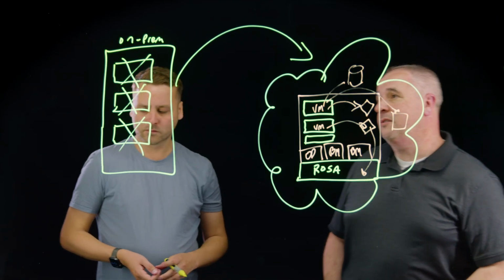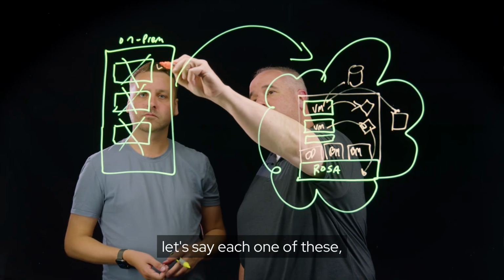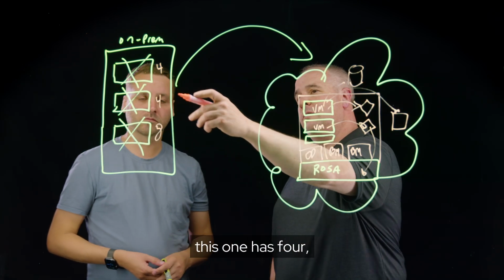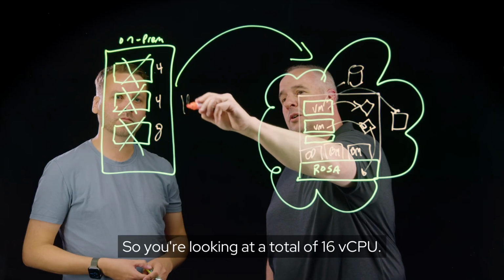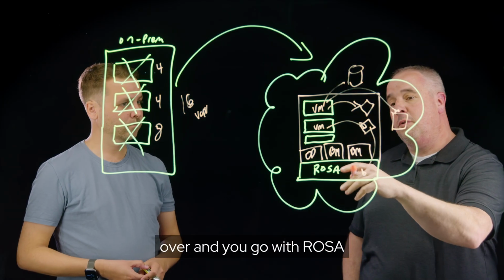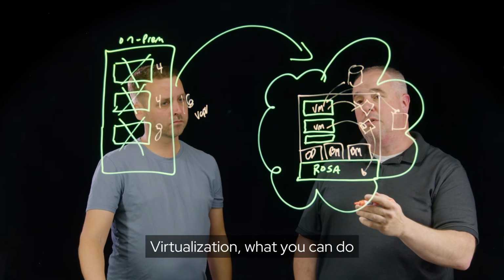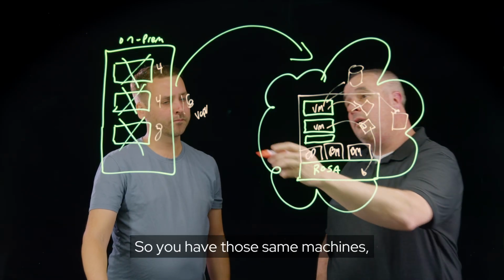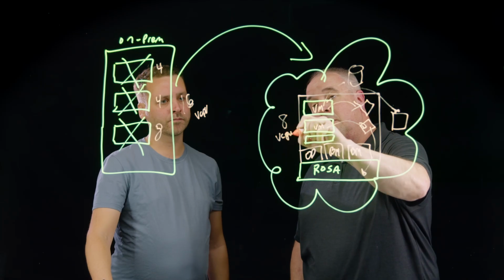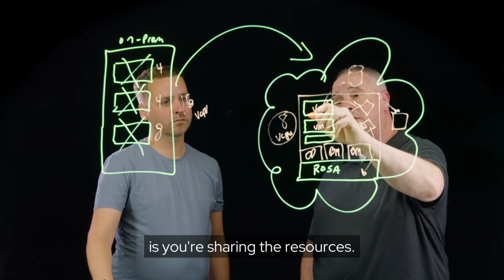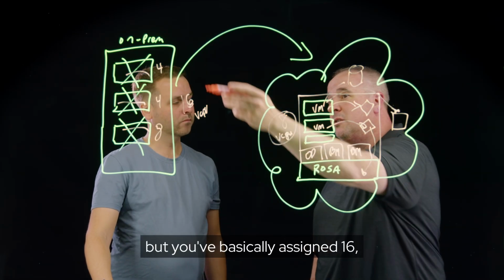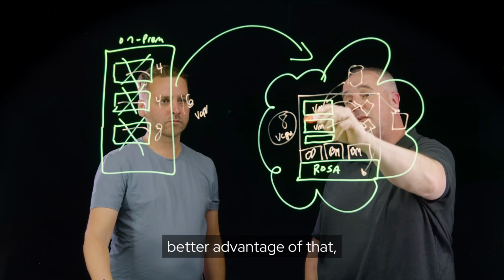Yeah. So when you look at this virtual machine approach, let's say each one of these is running, we'll go with 8 on the bottom one. Let's say this one has 4 vCPUs, this one has 4, and this one has 8. So you're looking at a total of 16 vCPU. Now, if you move this over and you go with ROSA and OpenShift Virtualization, you can basically overcommit. So you have those same machines, and in here, maybe you set up with an 8 vCPU machine. Because now these are sharing the resources. If these are all running at, let's say, 50%, so you're only actually using 8 vCPU, but you've assigned 16, now you're taking better advantage of that.